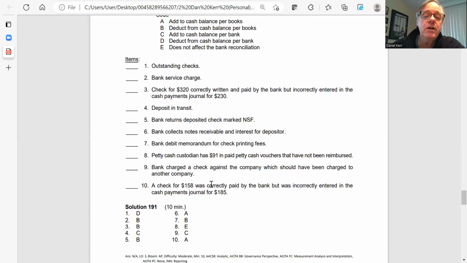And then last one, a check for $158 was correctly paid by the bank, but incorrectly entered in the cash payments journal at $185. So we overstated the amount of the check. So we have to make that an add to the balance per our books. So the answer there is A.